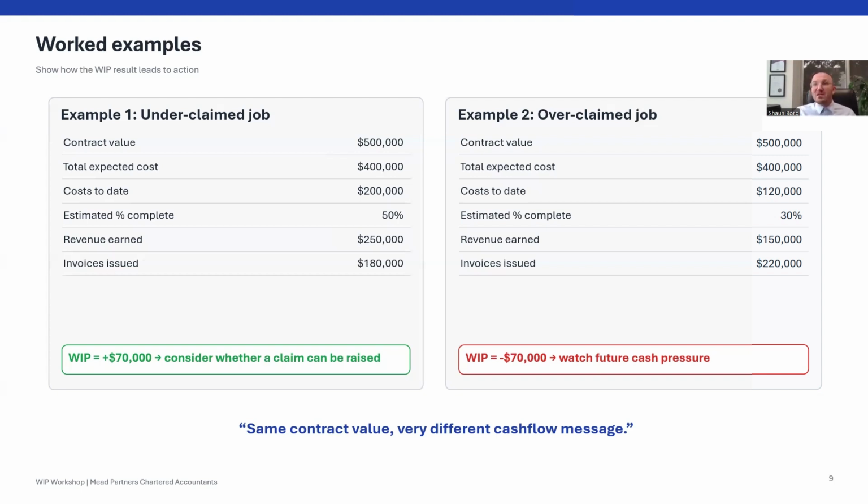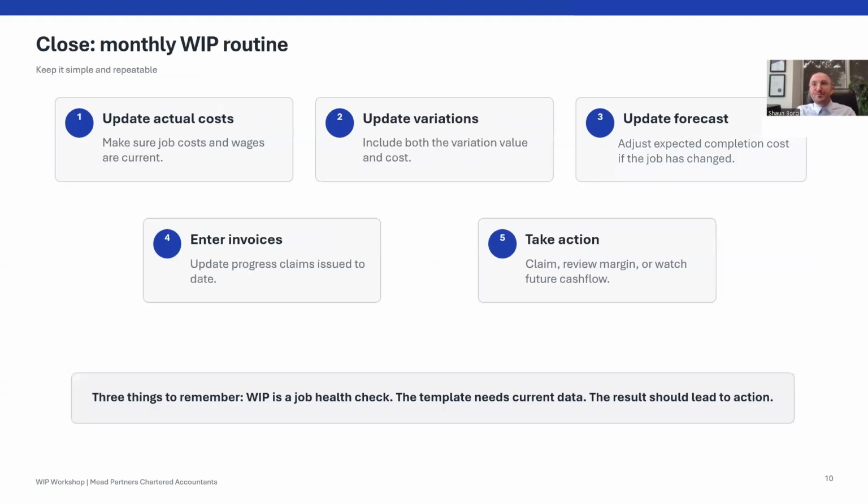The key with WIP is to build this into a simple monthly routine. The WIP process should be simple and repeatable.